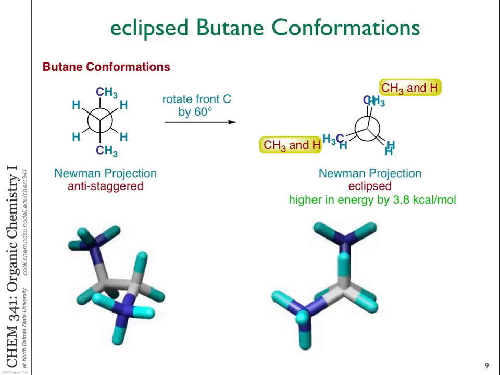Here is the sawhorse picture. You can see they're 0 degrees apart from front to back. Here's the Newman projection picture of that, where they're lined up. What would you expect to be the difference in energy? Well, we've increased strain, torsional and some steric strain. So we go up in energy, and in this case, it's a little bit higher in energy than what we saw with ethane.